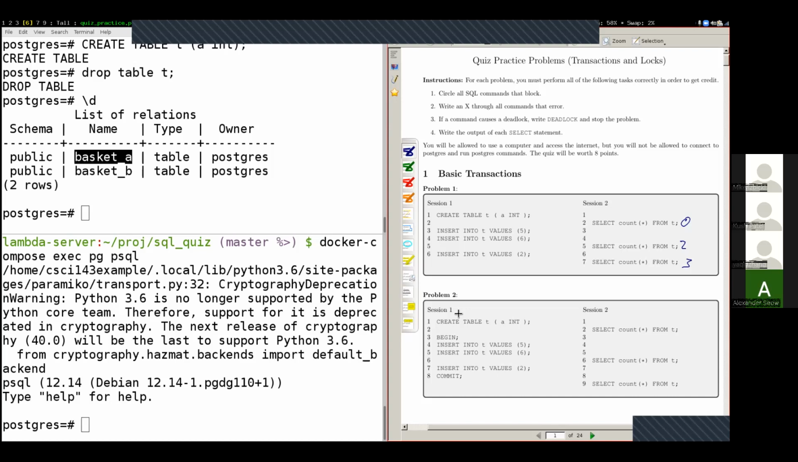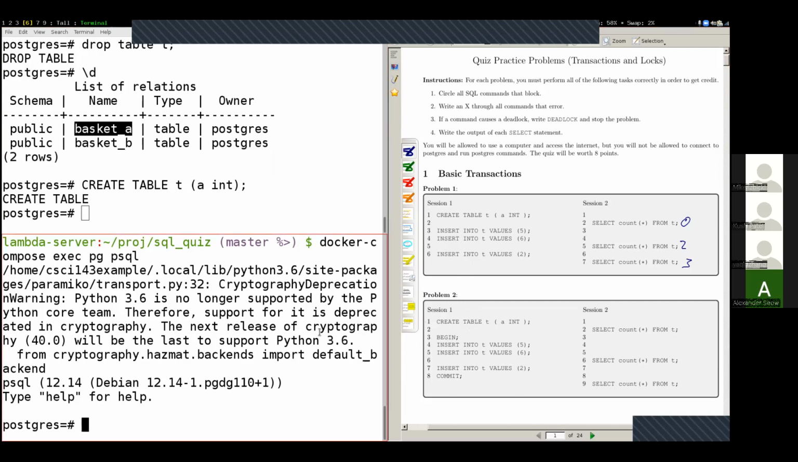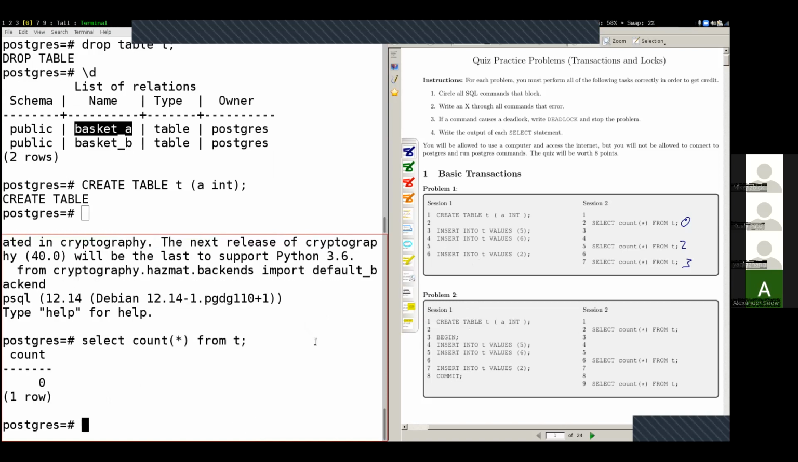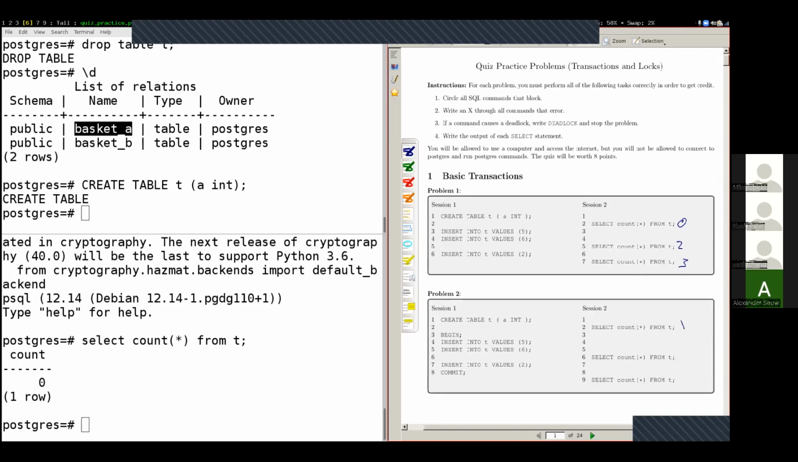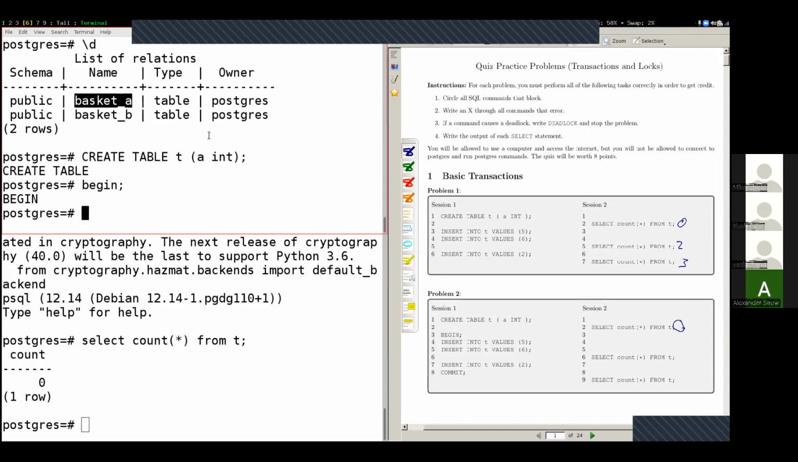Problem 2 here. The key difference between problem 2 and problem 1 is this new syntax of the begin and the commit commands. The begin command is what starts what's called a transaction in SQL. So here, I'll press the up arrow to rerun my create table in session 1. In session 2, we'll do select count star from T, 0 as we expect. I'll annotate that with a 0 right there. And now the begin command up here is beginning a transaction on session 1.